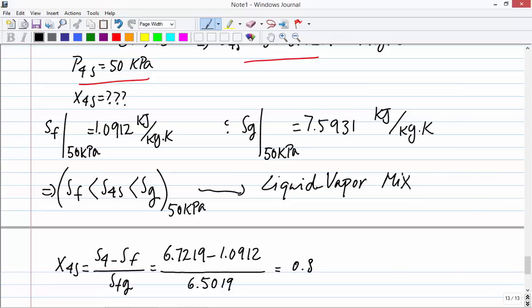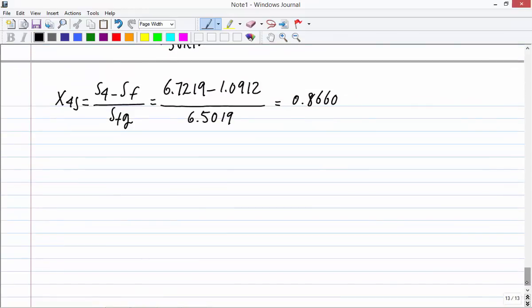So here is the quality. Great. Now, if you go to the table that I showed you just now, then you can solve for enthalpy at point 4s this way. And if you read, everything is at 50 kPa. Then the values would be, here are the values, at the same table, A5 at 50 kPa.